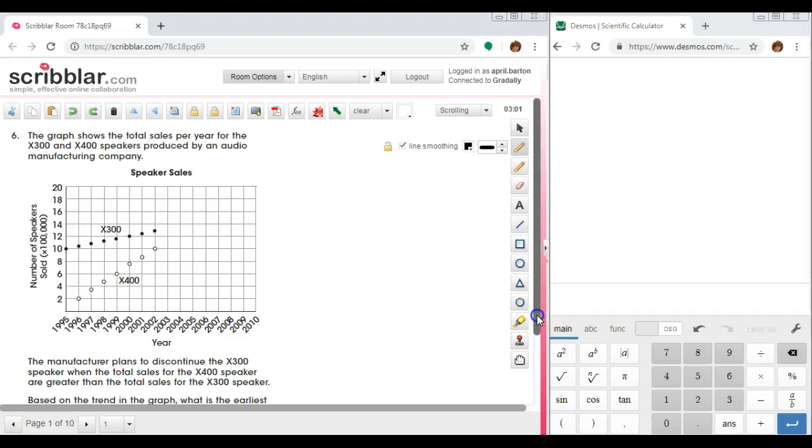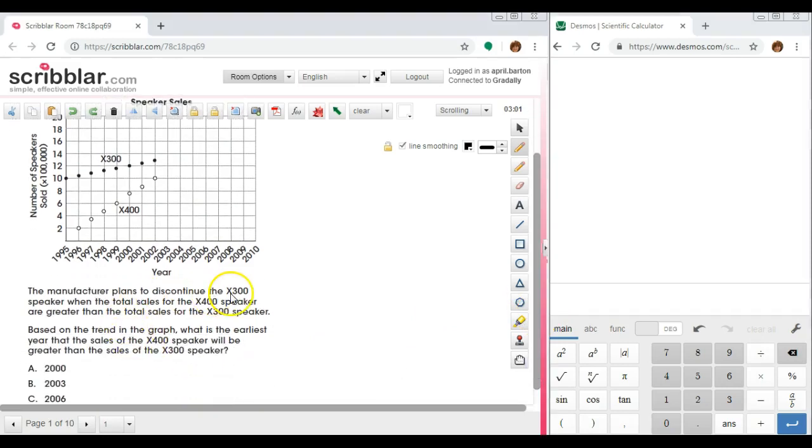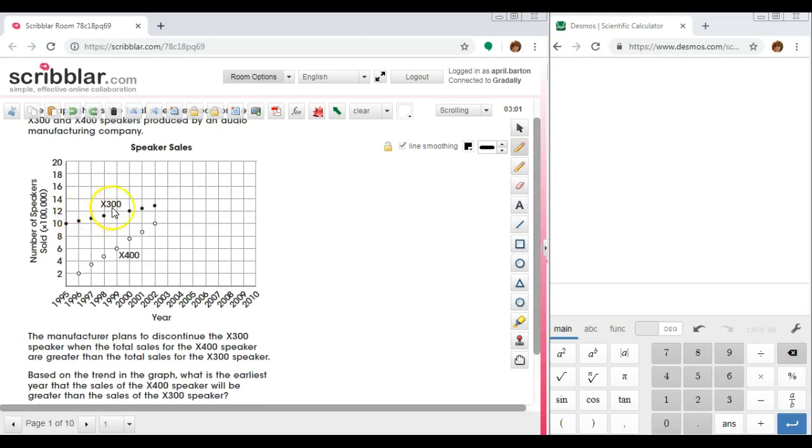Then it says the manufacturer plans to discontinue the X300 speaker when the total sales for the X400 speaker are greater than the total sales for X300. Based on the trend in the graph, what is the earliest year that the sales of the X400 speaker will be greater than the sales of the X300 speaker? So on this problem, we're going to have to continue the pattern for each of these.